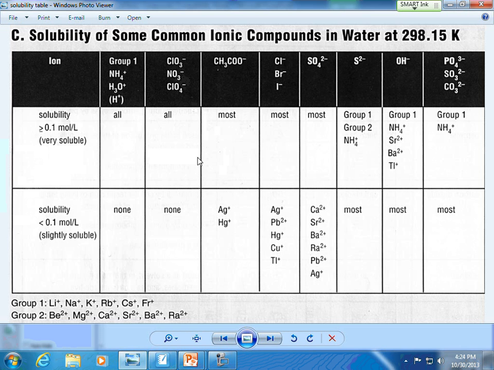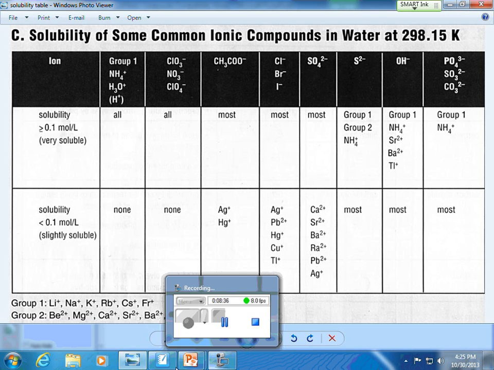You can see here, for example, CH3COO, which is acetate. It is most of the time very soluble with any other ion. However, combined with Ag or Hg, so silver or mercury, you are not going to get a soluble compound. So it's going to be slightly soluble, meaning it's probably going to remain solid within that solution. And that's how you read the solubility table here of ionic compounds in water.